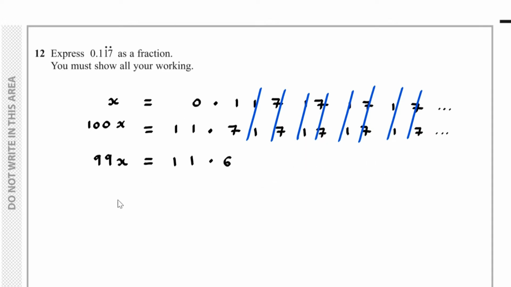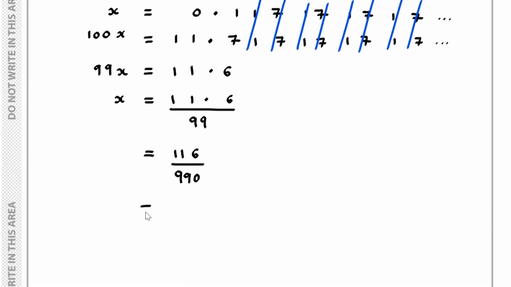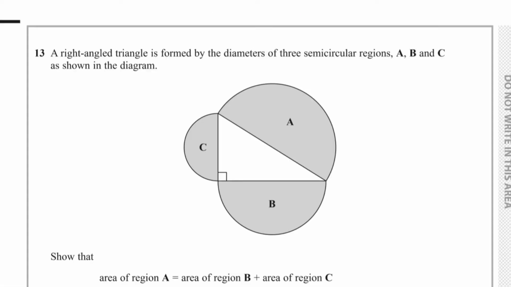And so therefore, x is equal to 11.6 divided by 99, which is 116 over 990, which if I divide the top and bottom by 2, we end up with 58 over 495.